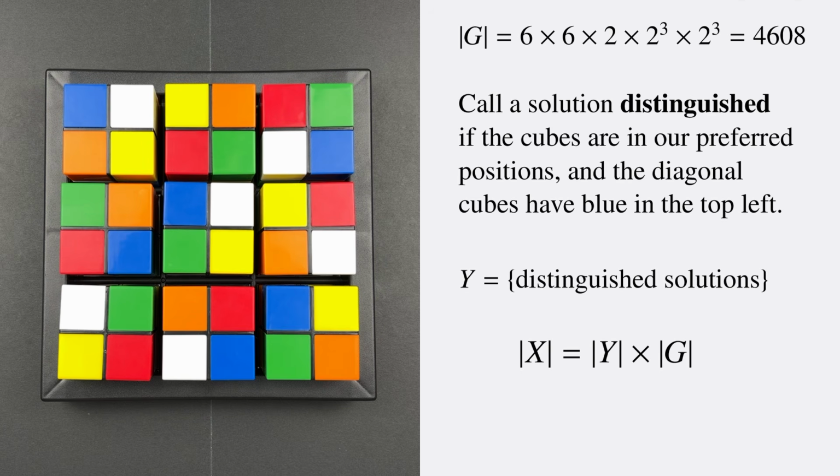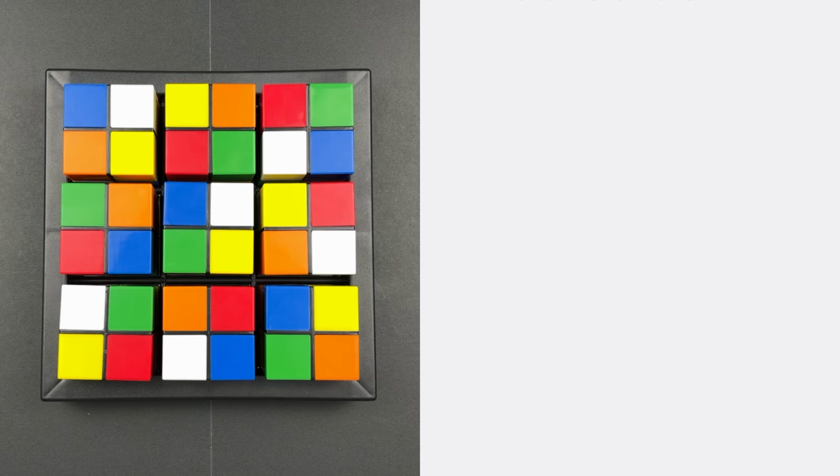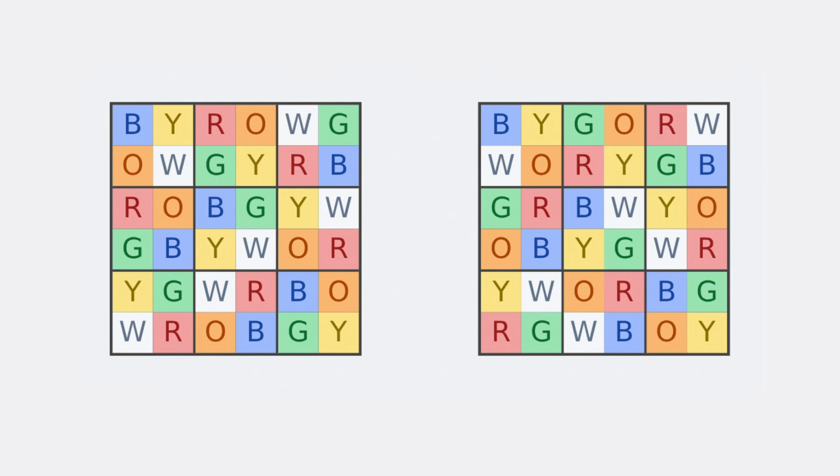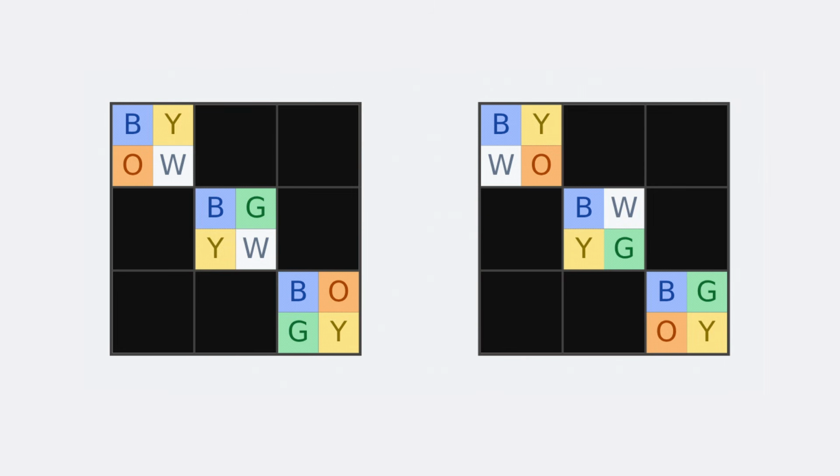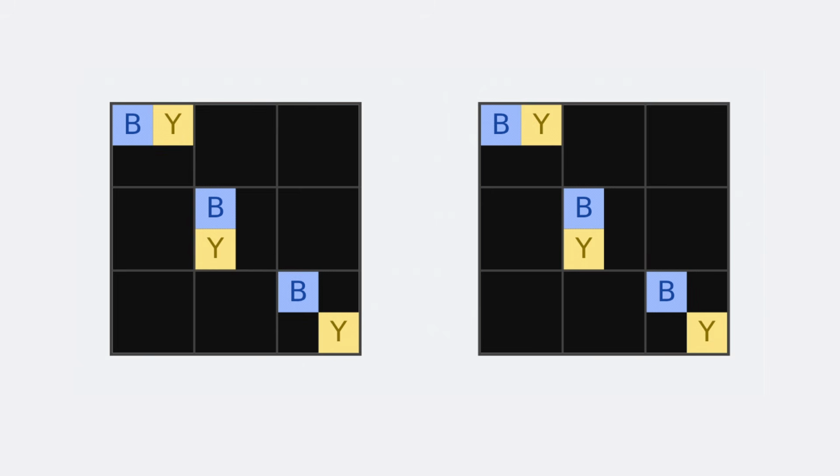This is where things get a little complicated, so I'm going to start using animations instead of demonstrations. The three diagonal cubes all contain the color yellow, so I'm going to collect solutions together based on how these yellows are arranged.